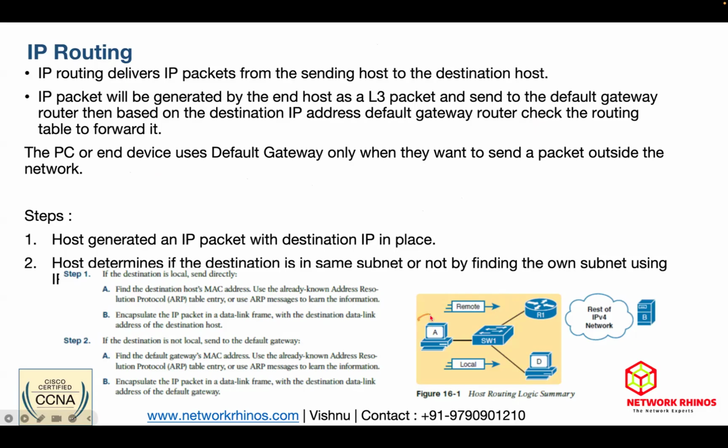If PCA wants to communicate outside the network, it has to go through the default gateway IP only. If PCA wants to talk to the local PC, it need not go through the default gateway. I can switch locally. With the help of a switch, we can go there. You need not even worry about reaching the default gateway IP.